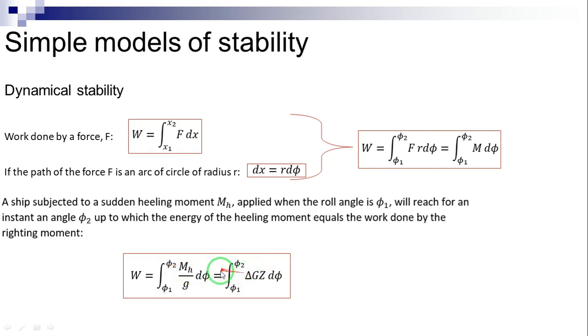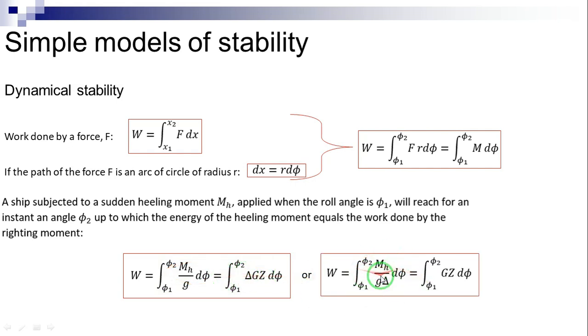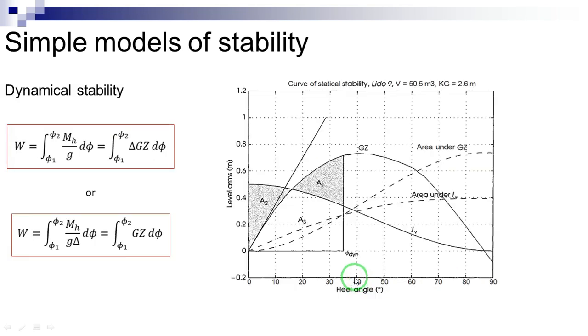Or we can write based on the arms, right? The heeling arm and the righting arm. This condition is fulfilled in this figure where the area under the heeling arm curve is A2 plus A3 and the area under the righting arm curve is A1 plus A3. As A3 is common to both areas, the condition is reduced to A1 equals A2.